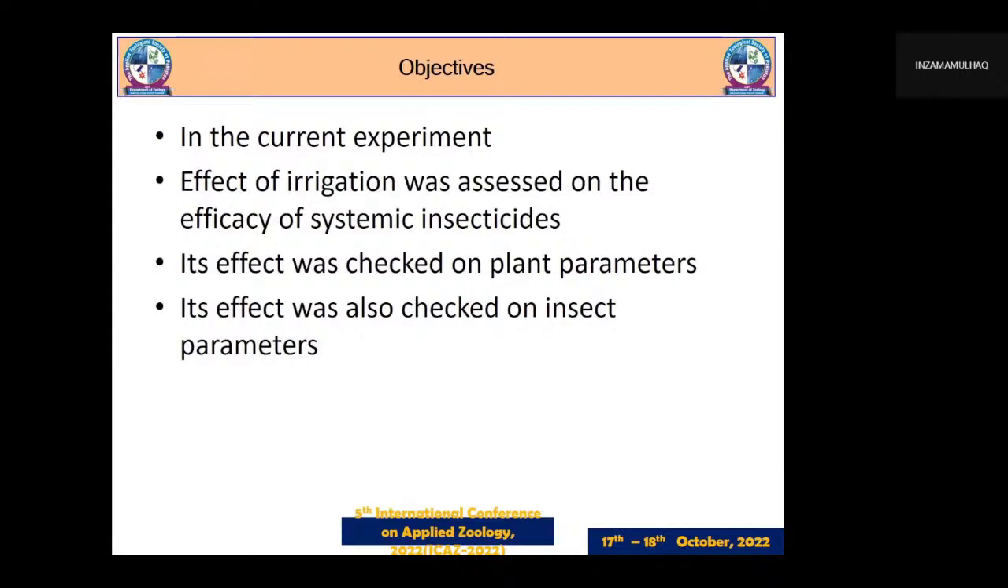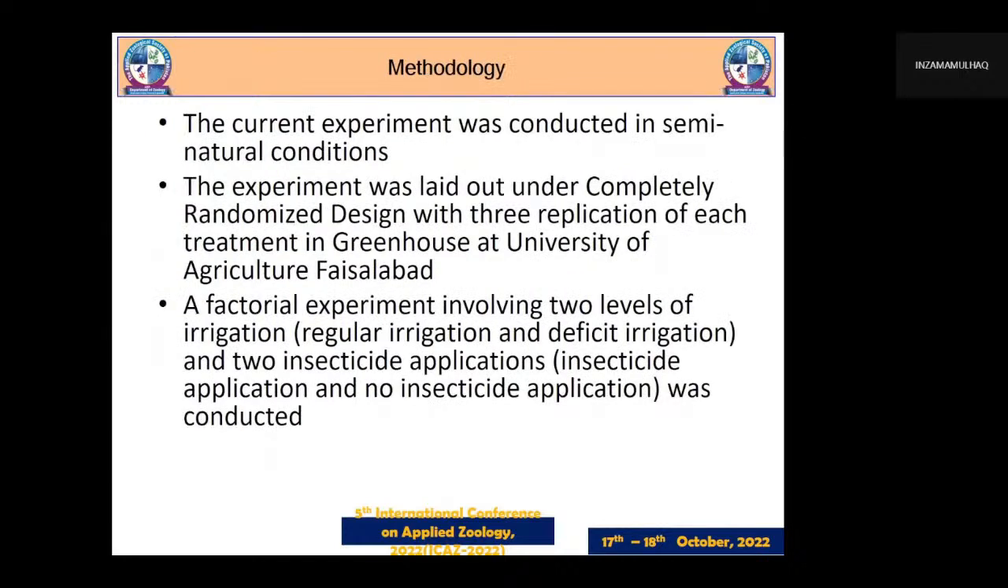So in the current experiment, the effect of irrigation was assessed on the efficacy of systemic insecticides. Its effect was also checked on different plant parameters, whether it affects them positively or negatively, and also on insect parameters. The current experiment was conducted in semi-natural conditions.